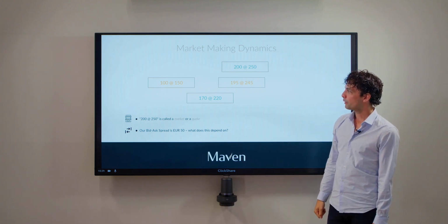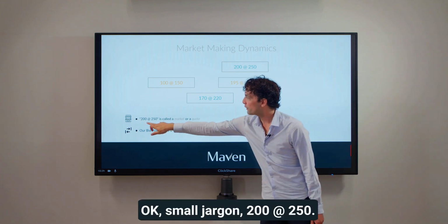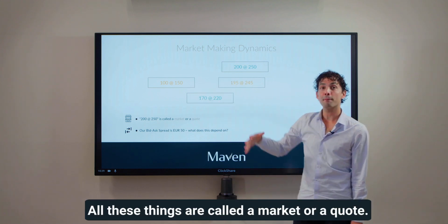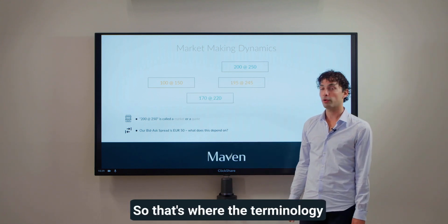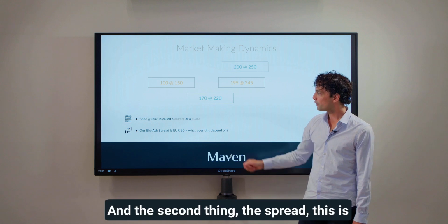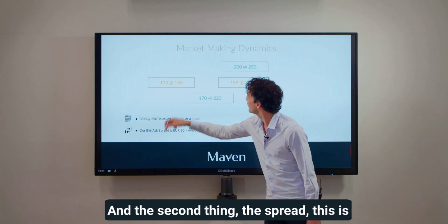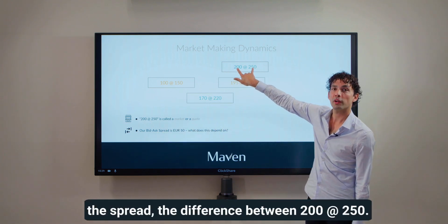Okay, small jargon, 200 at 250. All these things are called a market or a quote. So that's where the terminology market maker comes from. And the second thing, the spread. This is the spread, the difference between 200 and 250.